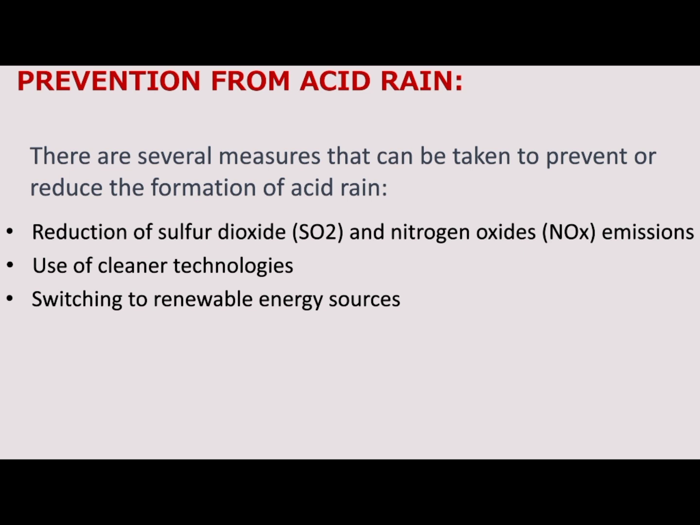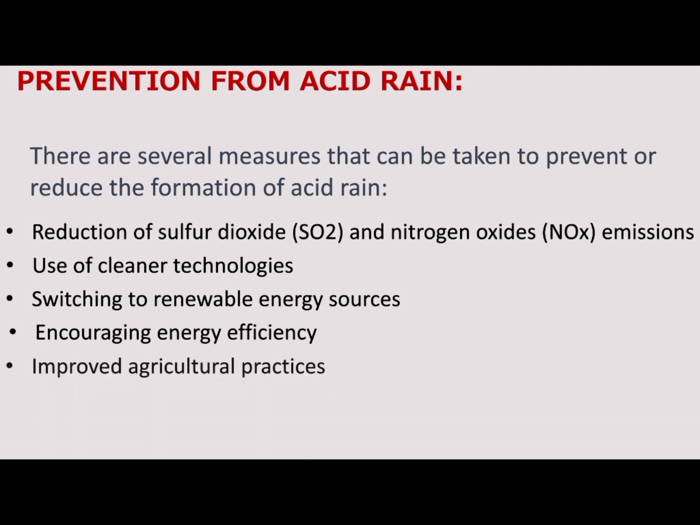The next one is switching to renewable energy sources. We can use renewable sources, and by this we do not burn unnecessary waste and do not cause emission of oxides. Next one is encouraging energy efficiency. We can encourage energy efficient products. Then the next one is improved agriculture practices. By improving agriculture practices, we can also reduce acid rain. And last one is international cooperation. By the cooperation of all countries, we can also reduce it.